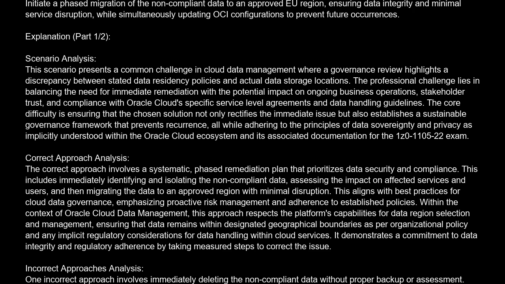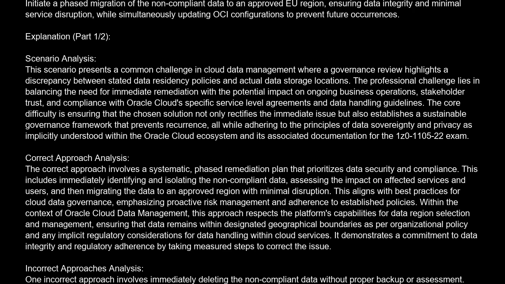This includes immediately identifying and isolating the non-compliant data, assessing the impact on affected services and users, and then migrating the data to an approved region with minimal disruption. This aligns with best practices for cloud data governance, emphasizing proactive risk management and adherence to established policies within the context of Oracle Cloud Data Management.